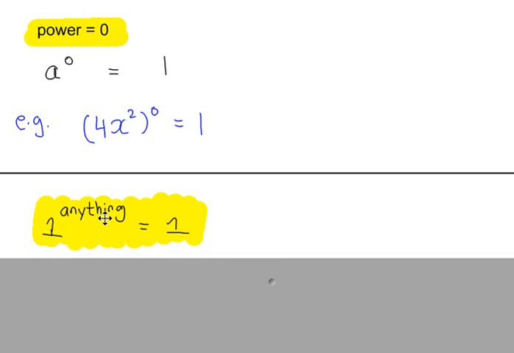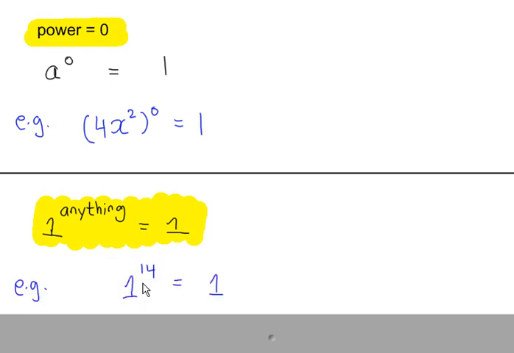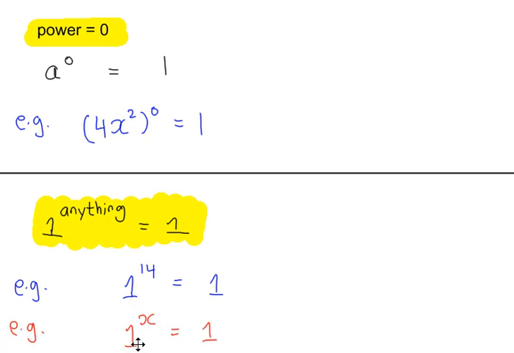One to the power of anything is always 1. So for instance, 1 to the power of 14 is equal to 1, and 1 to the power of x is equal to 1, because 1 to the power of anything is always 1.